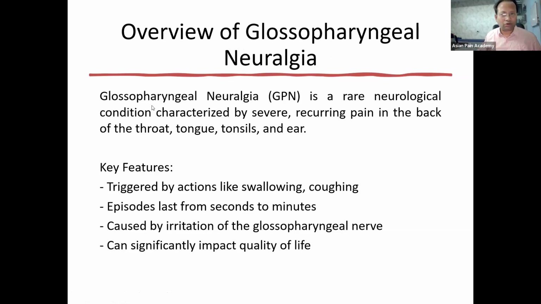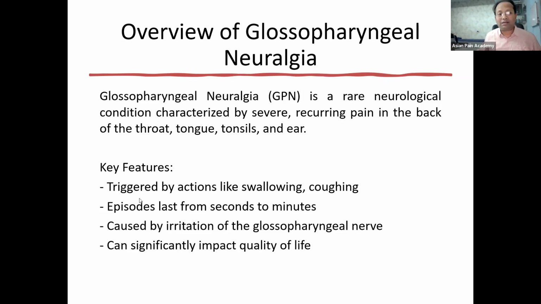Overview of glossopharyngeal neuralgia. Glossopharyngeal neuralgia is a rare neurological condition, less than 1 in 1 lakh population, characterized by severe recurring pain in the back of the throat, tongue, tonsil, and ear. So you can see the distribution is different from trigeminal neuralgia. It is a differential diagnosis of trigeminal neuralgia, and the pain characteristics are also the same, but not at the same place, not in the trigeminal distribution. It is in the back of the throat, tongue, tonsil, and ear.